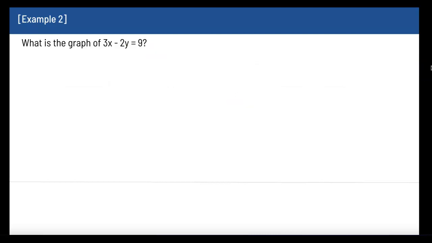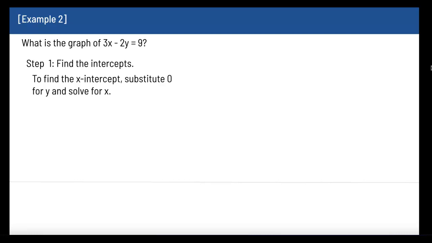Example 2, we are going to look at how to graph this type of equation. So what is the graph of 3x minus 2y equals 9? Again, you see that number x and number y equals a number. First step is to find the intercepts. Standard form is the best form to use when trying to find the x and the y-intercepts.